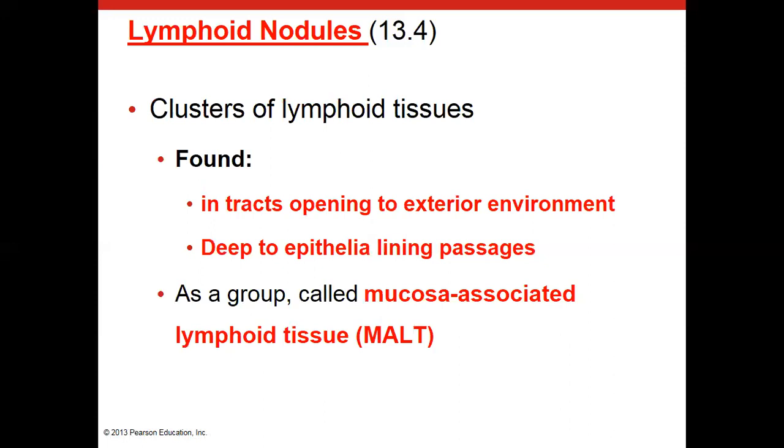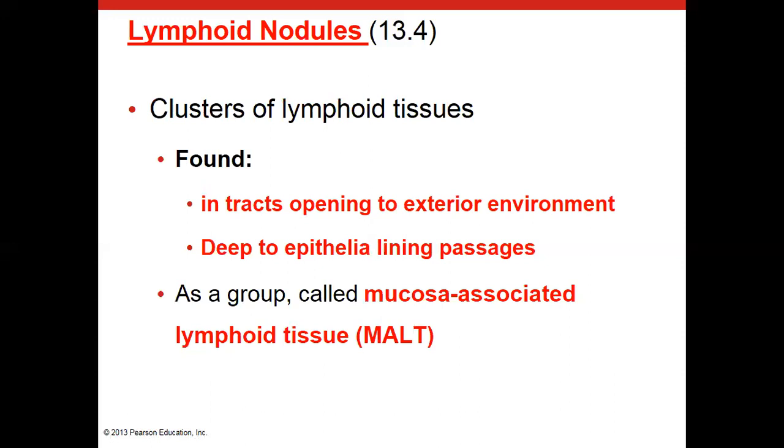And these lymphoid tissues are usually located just deep to the epithelial lining that lines the passageways of those tracts. So like your windpipe, your trachea, your small and large intestine. Those are all passageways for air or food to make its way through. Well, those tubes are lined by epithelial tissue.